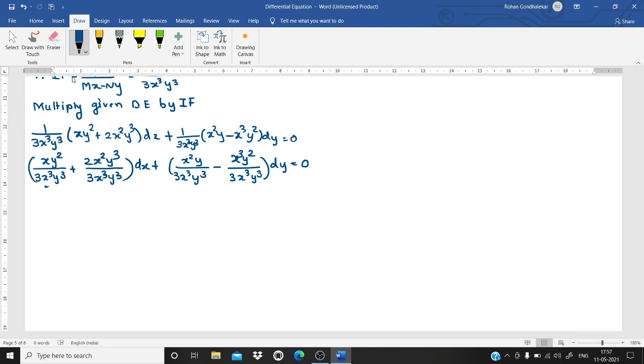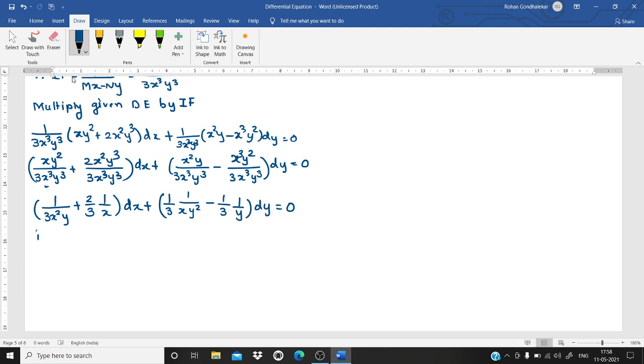So our first term is 1 upon 3x square y plus, in the second, 2 by 3 as it is, x square and the denominator is having x cube, so we get 1 upon x, 2 by 3 into 1 upon x dx plus 1 upon 3 into, in the numerator x square, denominator x cube, so we get x there. Y upon y cube, which gives us y square. So 1 upon x square, xy square, minus x cube y square upon this, x cube get cancelled, and we have 1 upon 3 into 1 upon y dy equals to 0.